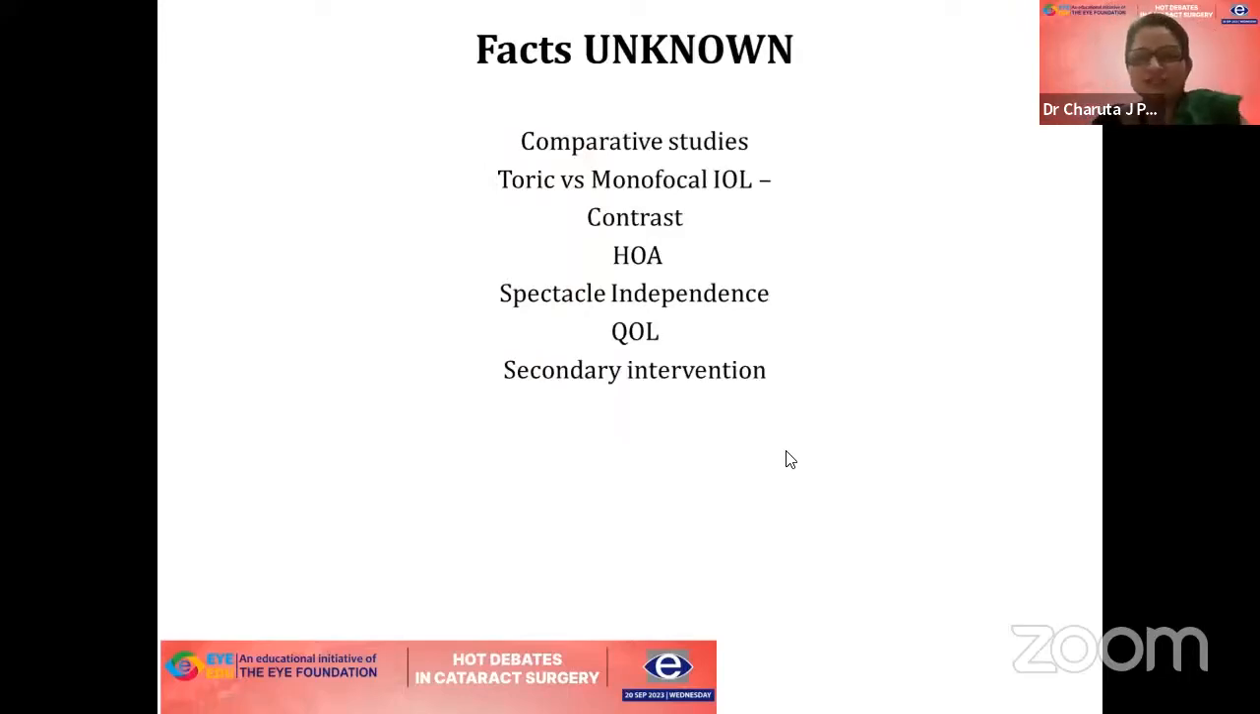Now, what else do we not know? What is the comparative value of such measures, that is contrast and HOA, toric versus monofocal in keratoconus? We don't know what is the level of spectacle independence, comparative value between these two. I didn't find any literature about quality of life and any literature about secondary interventions that these patients underwent, which would be something that I would want to know.